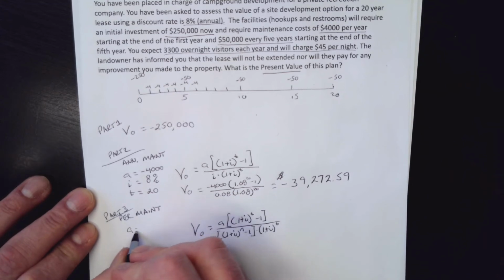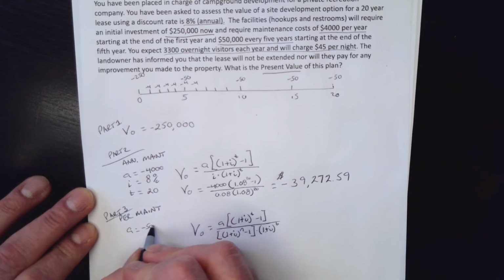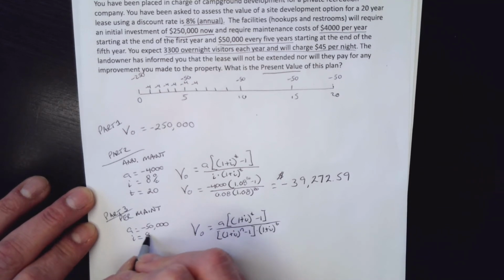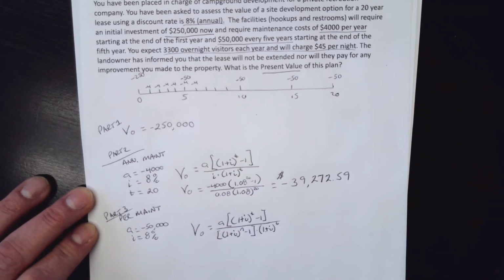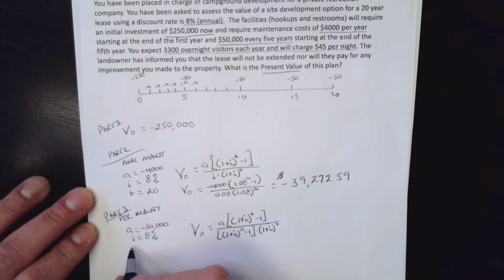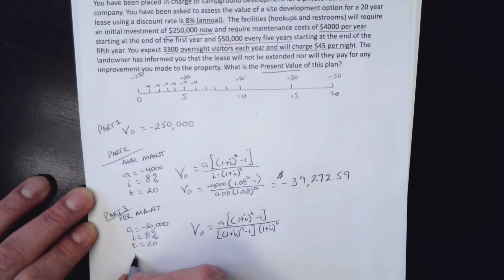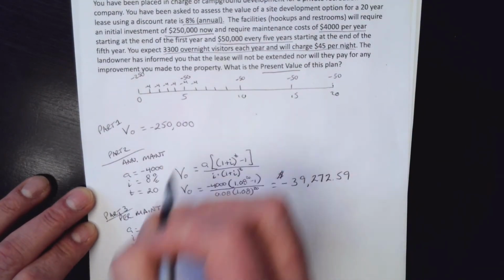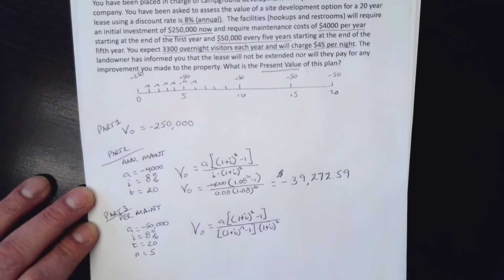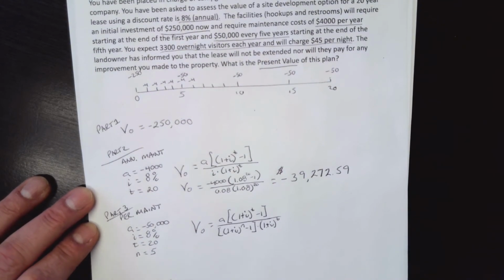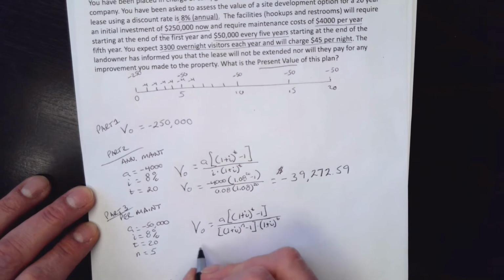We know A in this case is going to be minus 50,000. i in all cases here is 8%. And our T is 20. We're still going 20 years, but now we also have an N, that periodic thing, and that periodic thing is every 5 years. So I can put this equation in.